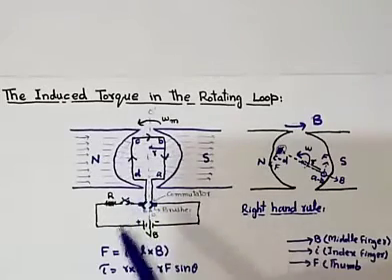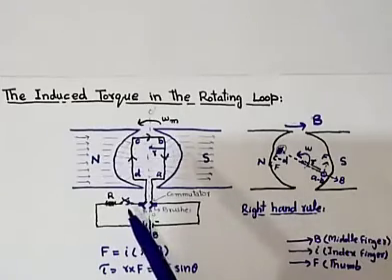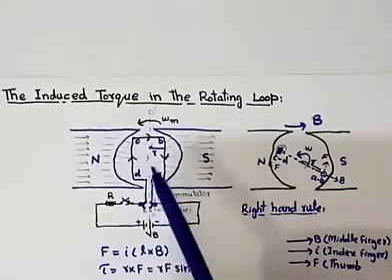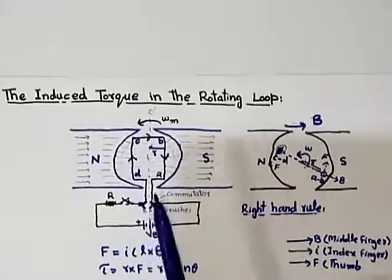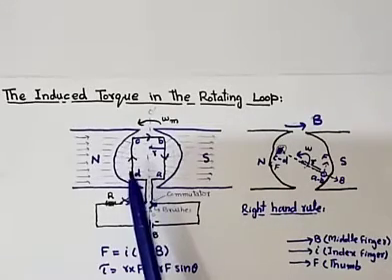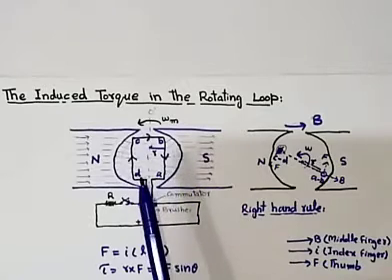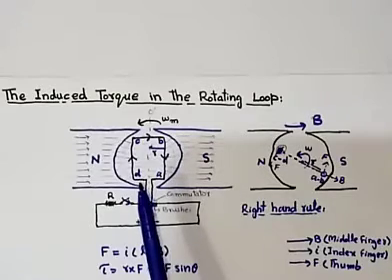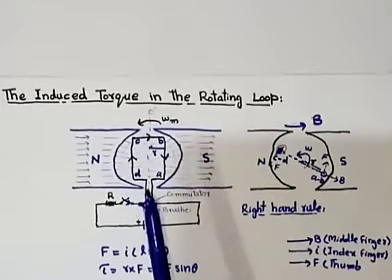Let at the start the switch be open. When we close the switch, how much torque will be produced in the loop? As we know, when a current carrying conductor is placed in a magnetic field, the conductor experiences a magnetic force. The direction of this force can be determined by Fleming's right-hand rule.